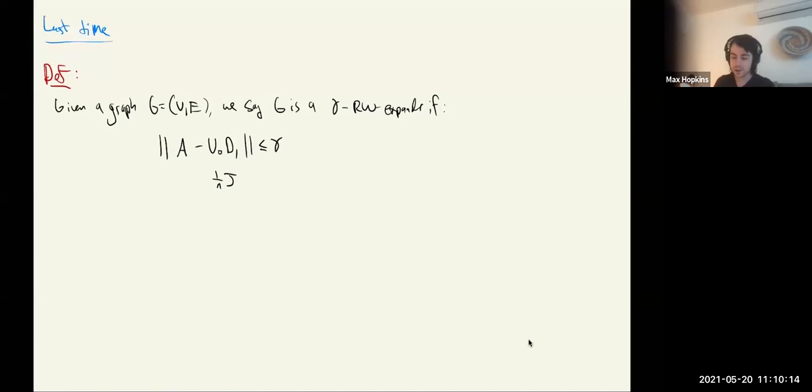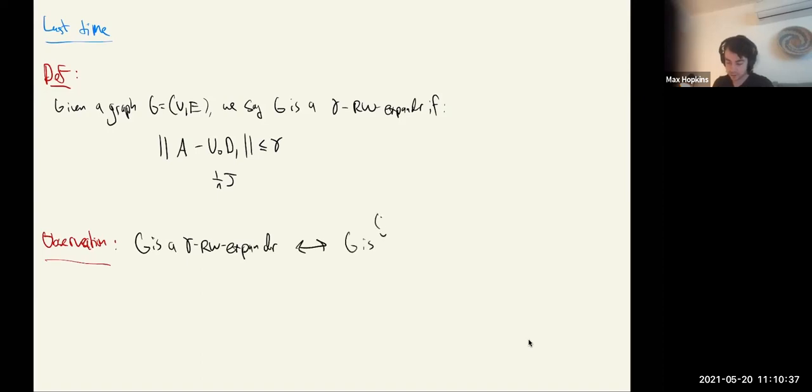So that was our definition, and we made an observation that this was exactly equivalent to two-sided spectral expansion on a graph. So G is a gamma random walk expander if and only if G is a two-sided gamma spectral expander.